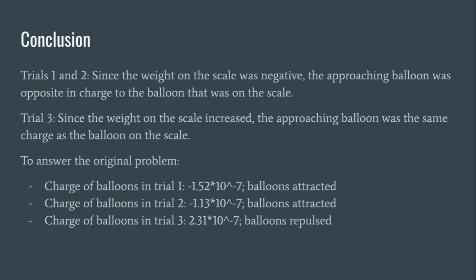So, conclusion: in trials 1 and 2, since the weight on the scale decreased, the approaching balloon was opposite in charge to the balloon that was on the scale. And for trial 3, since the weight on the scale increased, that means the approaching balloon was the same charge as the balloon on the scale.